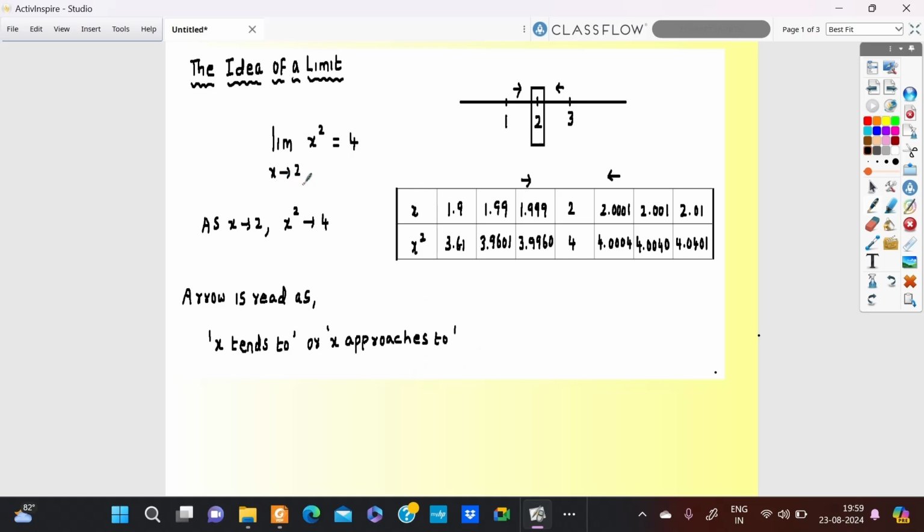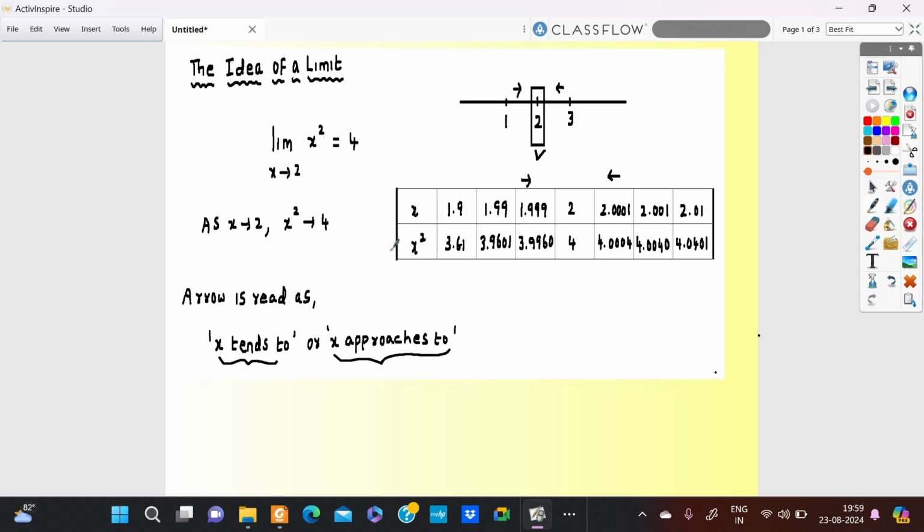The arrow here, x arrow 2, is read as x tends to 2 or x approaches 2. I choose a number and keep it a fixed number on the number line and name it as 2. Since I chose the limit x approaching 2, I keep the number 2 to be the fixed number and choose a few numbers approaching 2 in both directions.